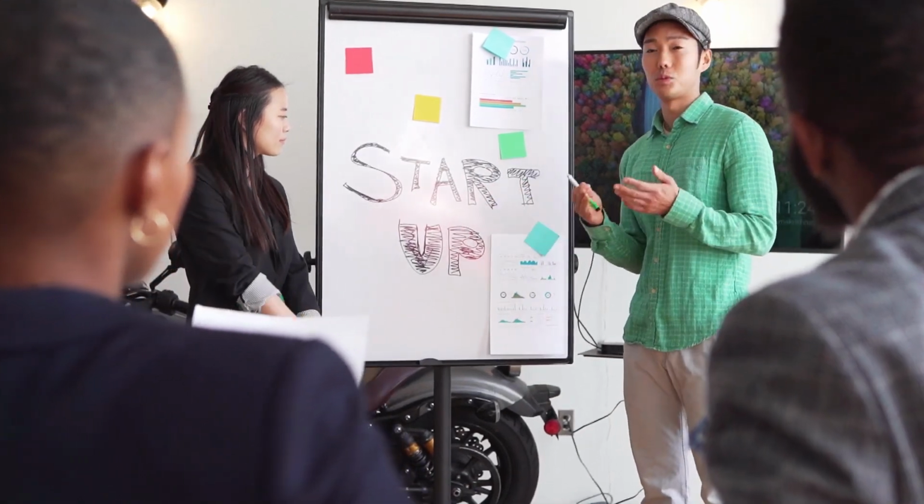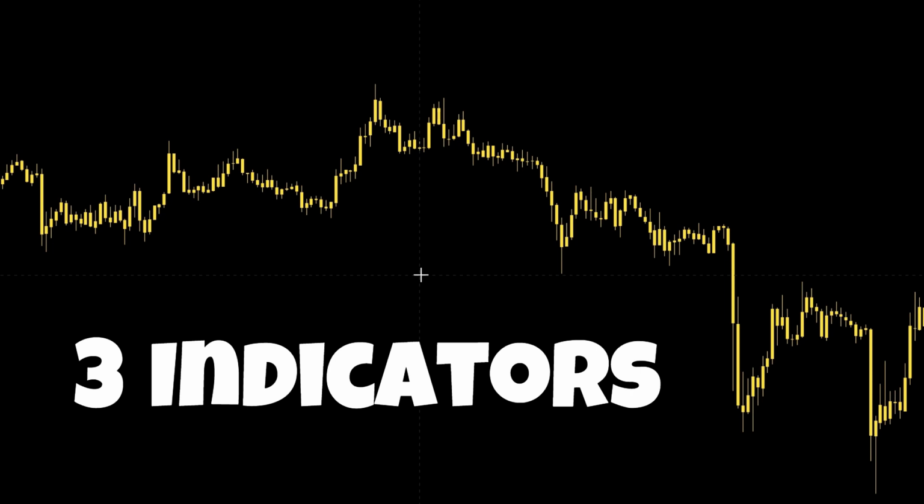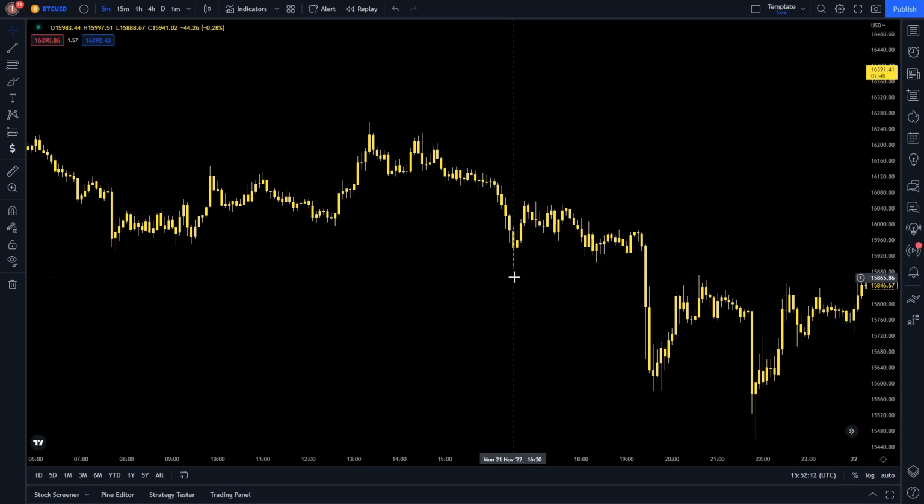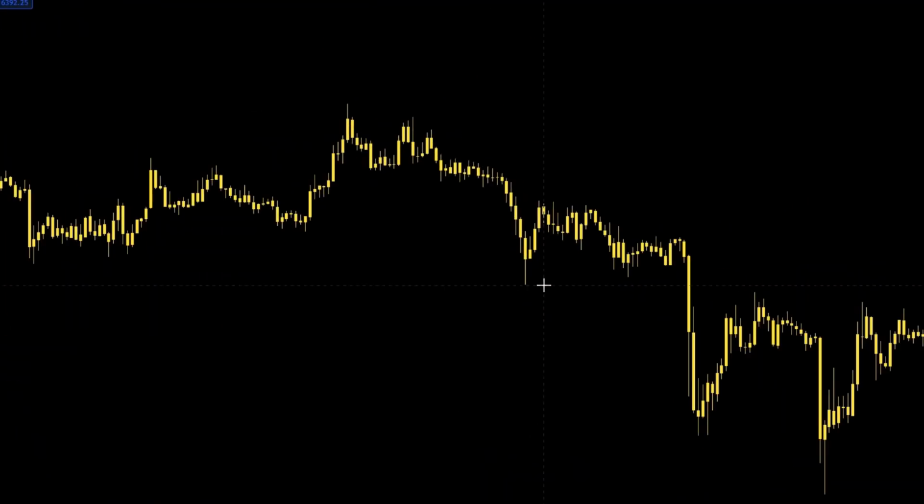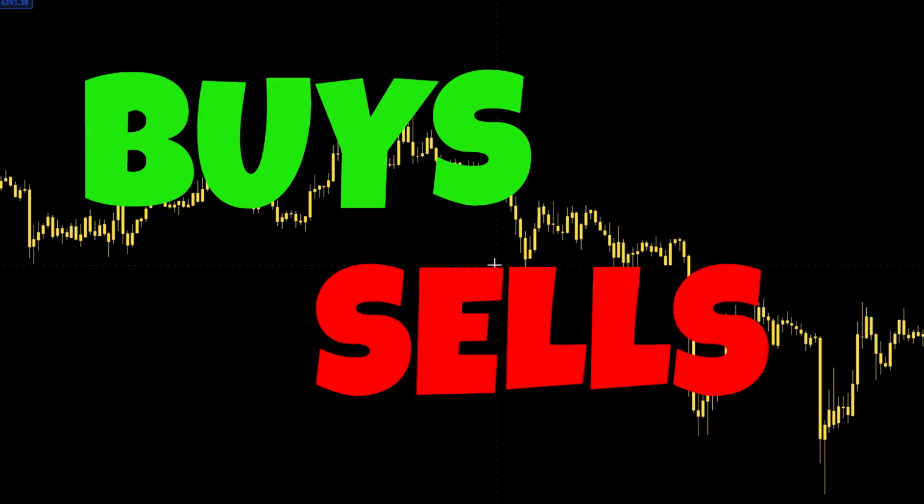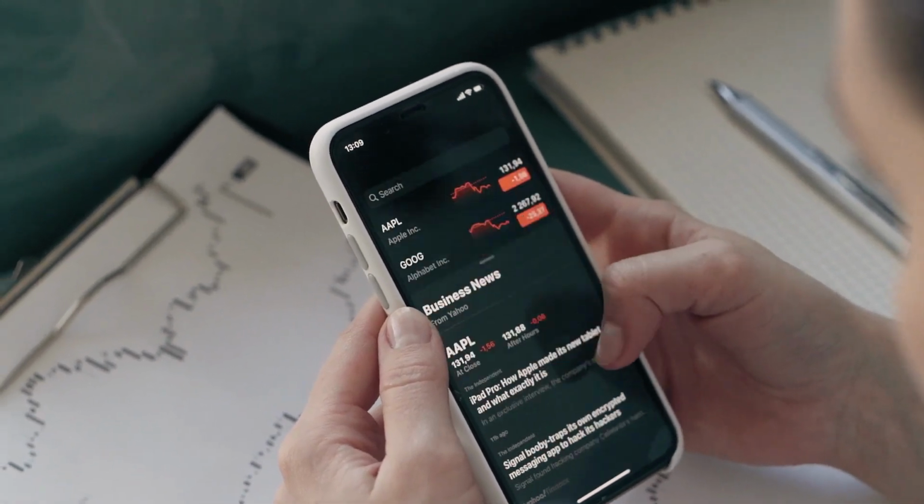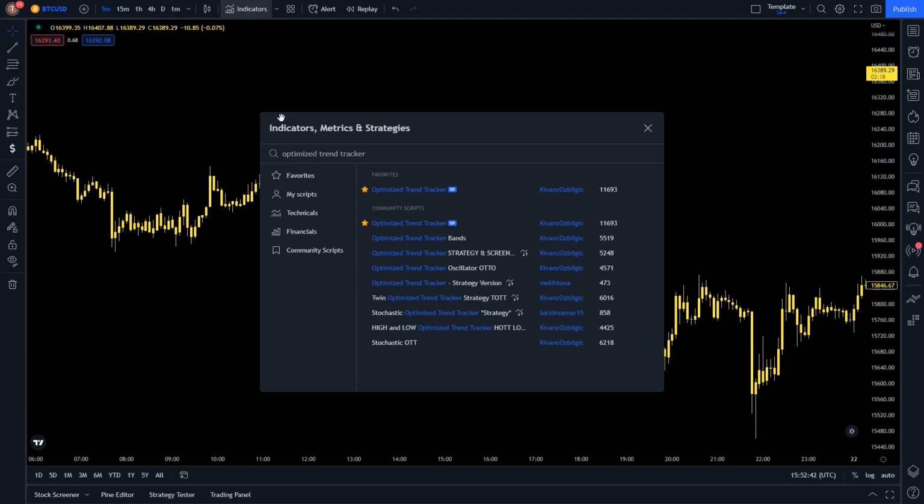In this video I'm going to show you a super easy buy and sell strategy that only uses 3 indicators on TradingView.com and it's super easy to set up. I'm going to show you exactly how to do that, how to take buys and sells, and then finally I'm going to backtest it.